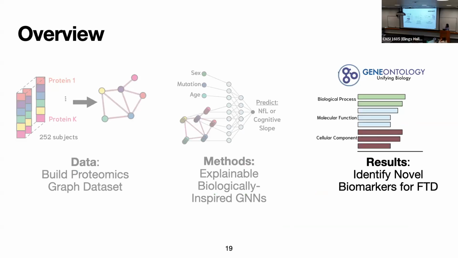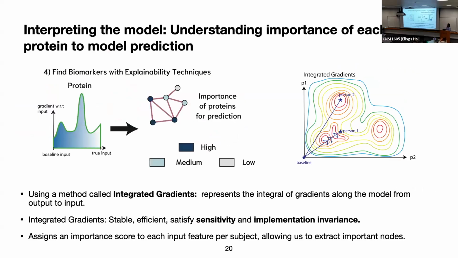So lastly, once we have our network predicting really well, we want to understand what went into that prediction that made it so good. What relationships were learned? And how can we leverage those to better understand the underlying biology? So we have to interpret our model, and we do this using explainability techniques. Specifically, we use a method called integrated gradients. It represents the integral of gradients along the model from an output to an input.